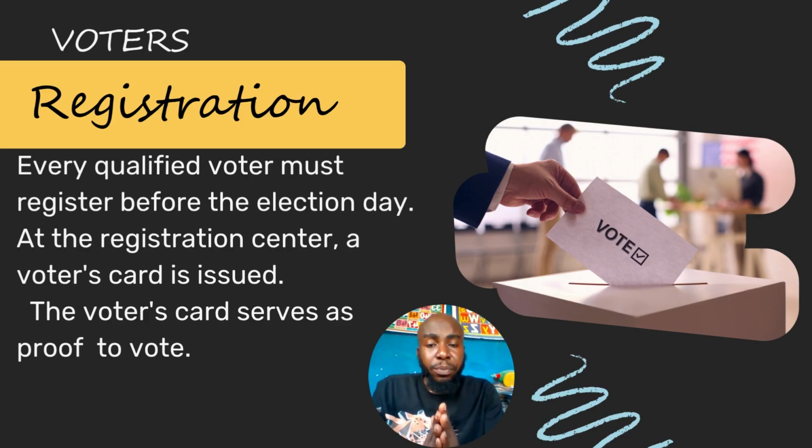Now, during the voting process, the first thing you have to do as a citizen is to register for a voter's card, which you will use on the day of election. So before the election day, you must register for a voter's card. You go to the registration center and make sure you register, and the voter's card will be issued to you.